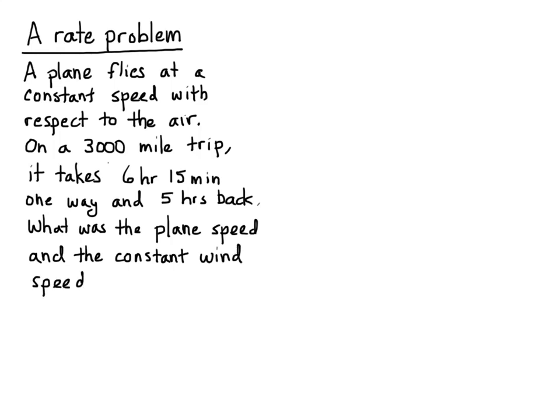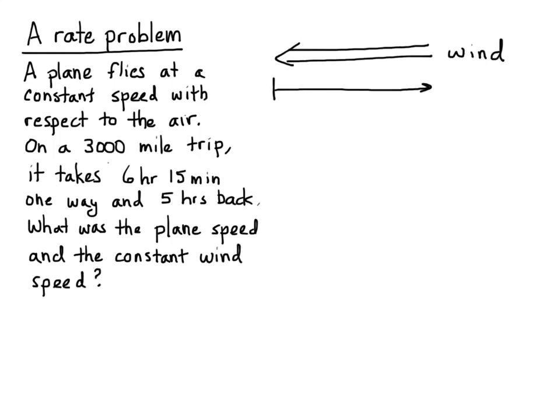So you're on a 3,000-mile trip, and one way it takes 6 hours, 15 minutes, and the other way it takes 5 hours. And of course, a plane measures its speed according to the airspeed, right? It's like when you're swimming in a stream, the stream carries you one direction and you can swim against it or with it, and so your velocity is either the sum of your velocity and the stream or the difference. And so here we have a fixed length. We know how long it takes to go one way or the other.